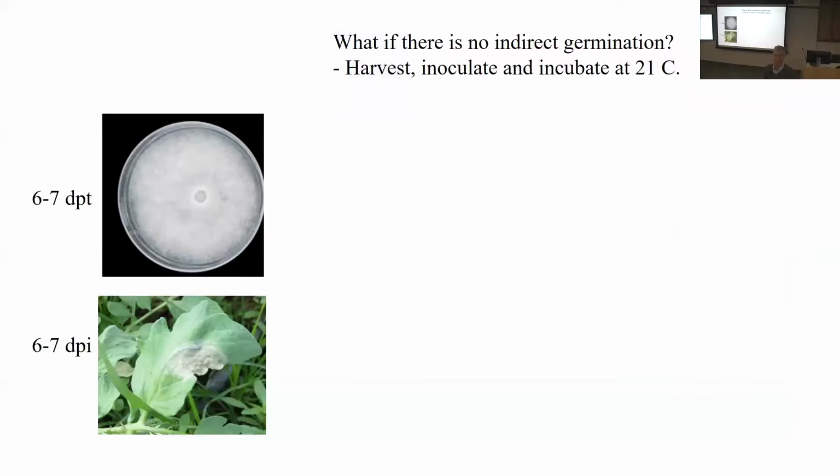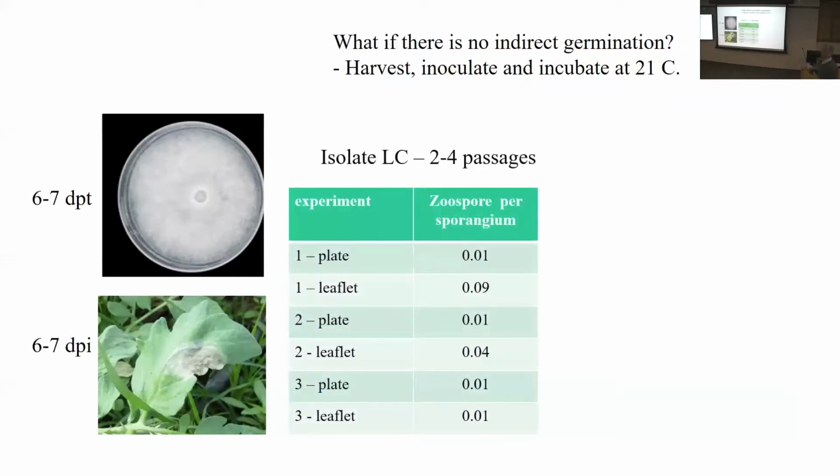Could you review for me the difference between direct and indirect germination? Direct germination is when the sporangium produces a germ tube, and that happens at temperatures above 20 degrees. Indirect germination is when the sporangium produces zoospores, and that typically happens below 18 and is better at 15 or 10. So by changing the temperature, we could prevent indirect germination, which in fact we did.